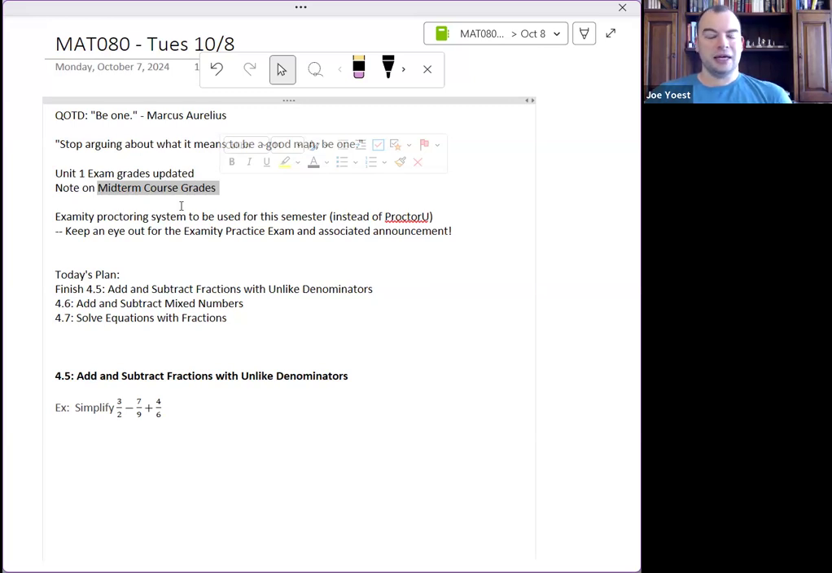On the other hand, if you think you're doing B work and you see a midterm course grade of D or F, that's something to probably be concerned about. If you think you're doing terribly in the course and you see a midterm course grade of A or B, well, that's something to also take into consideration. Maybe there's a bit of a disconnect in that direction as well.